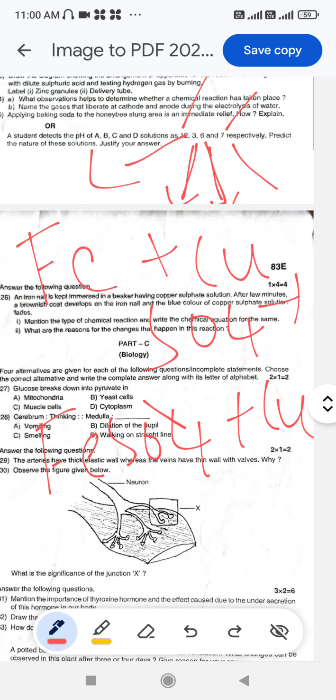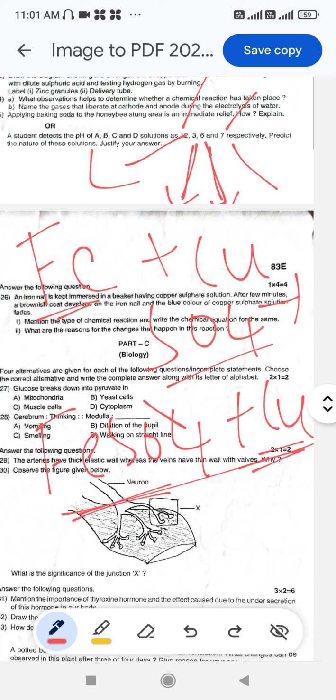Due to this reaction only there is a color change, right? This type of reaction is called a displacement reaction. First question: mention the type of chemical reaction and write the chemical equation. So Fe plus CuSO4 gives FeSO4 plus Cu. Here iron displaces copper from copper sulfate. This kind of reaction is a displacement reaction.